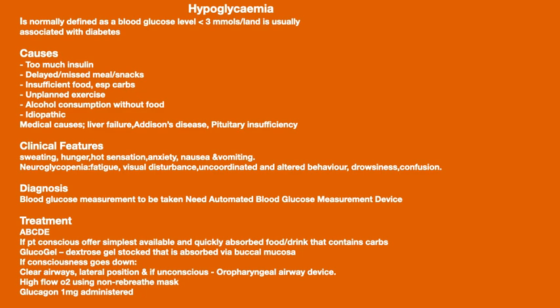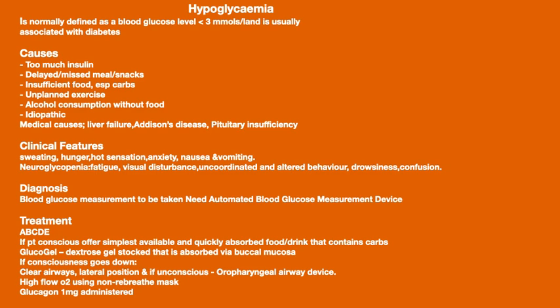Medical causes of hypoglycemia include liver failure, Addison's disease, pituitary insufficiency. Assess using ABCDE. If the patient is conscious and able to eat or drink, offer the simplest and quickest absorbed food or drink that contains carbohydrate, such as a glass of Lucozade or cola. Glucogel, a dextrose gel, is absorbed via the buccal mucosa. If consciousness goes down, clear the airway, put the patient in the lateral position, and if unconscious, use an oropharyngeal airway device. Give high flow oxygen using a non-rebreathe mask and pulse oximetry to monitor.